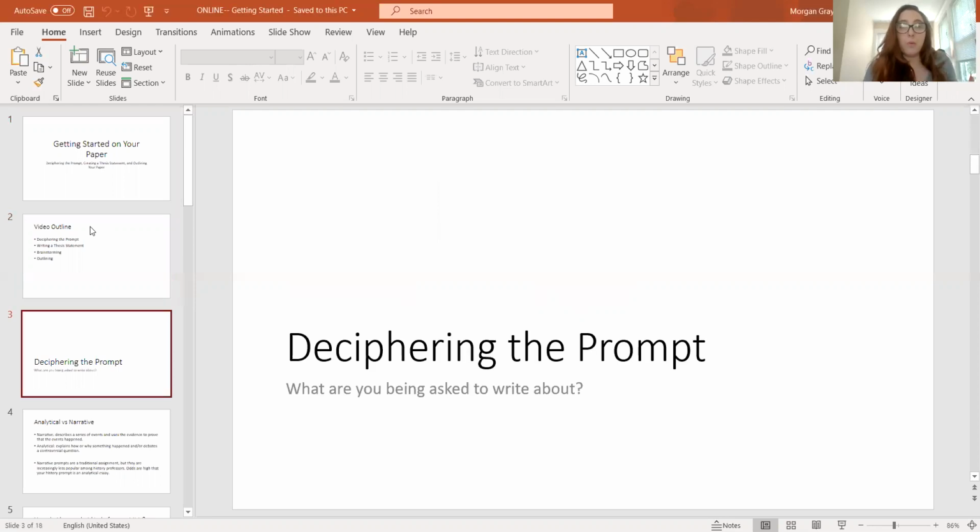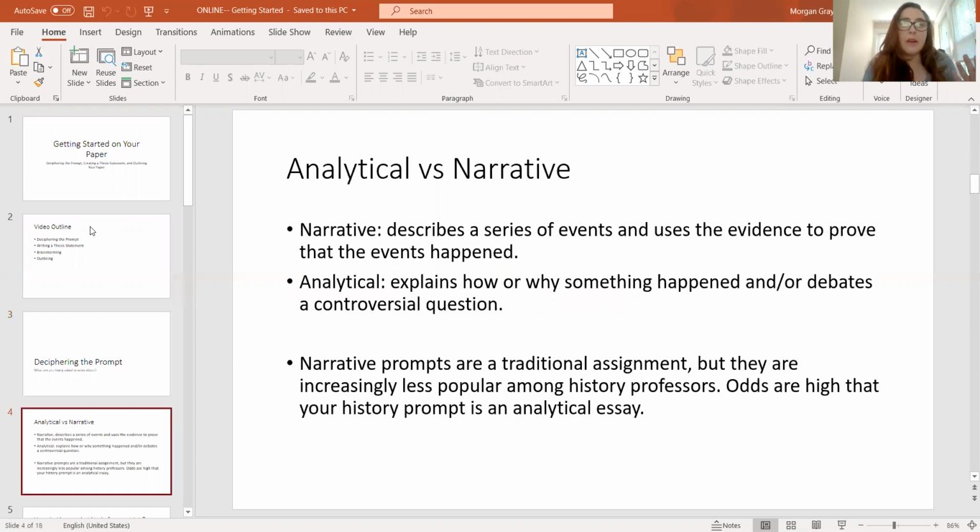First things first, what are you being asked to write about? This is sometimes actually challenging, especially if you're not having time in class to ask questions, which is very typical of an online class. Basically, your first step is to decide whether you're being asked a narrative question or an analytical question, because this is very key to how you choose to approach the rest of your paper.